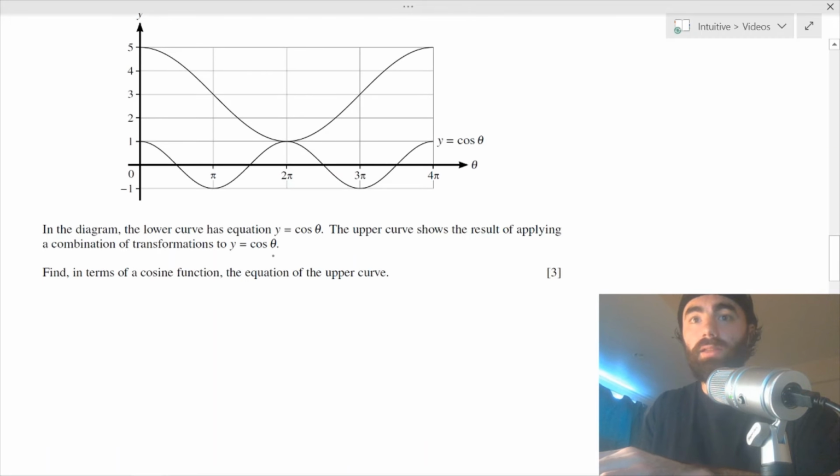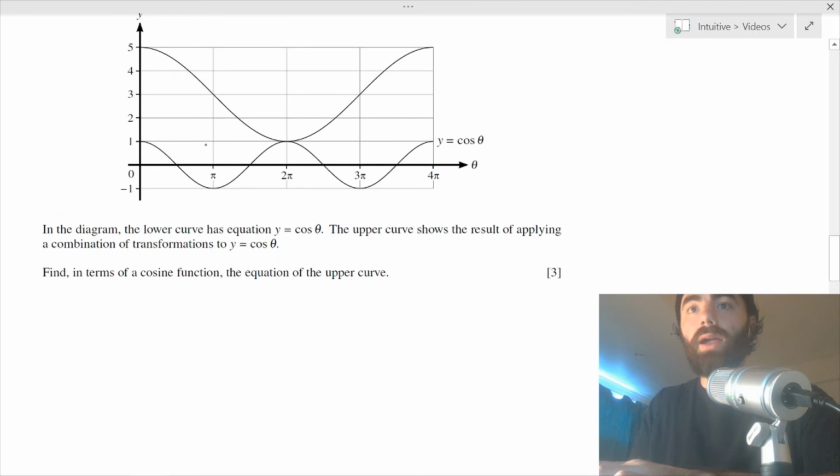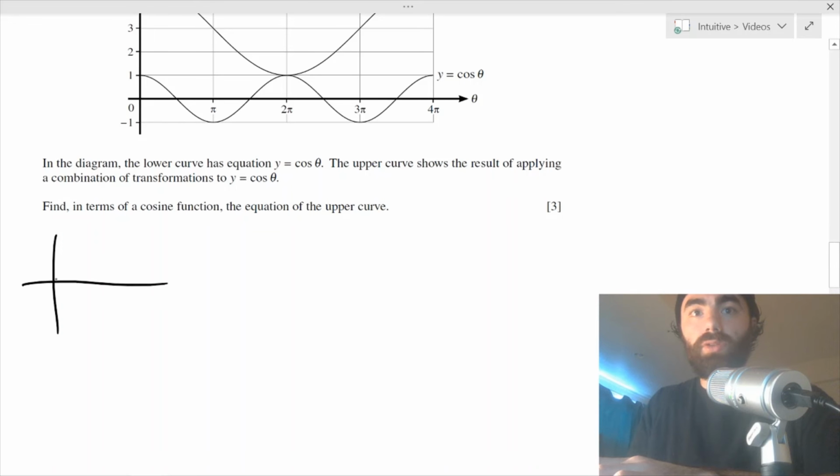Okay, so basically we have the curve of y equals cos theta, which is this thing. And the upper curve is a result of applying a combination of transformations to this original y equals cos theta. Find in terms of cos theta a cosine function, the equation of the upper curve. So we need to apply successive transformations to this cos theta in order to get it to that upper curve. So let's take it step by step. Well, first of all, I can see, so I'll just draw this cos theta out real quick.